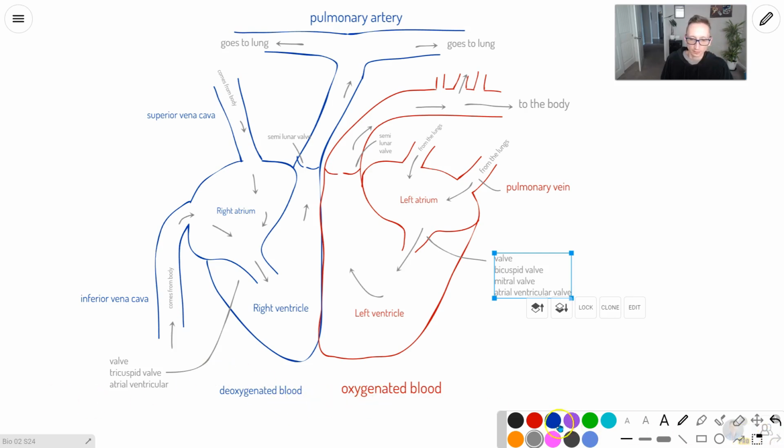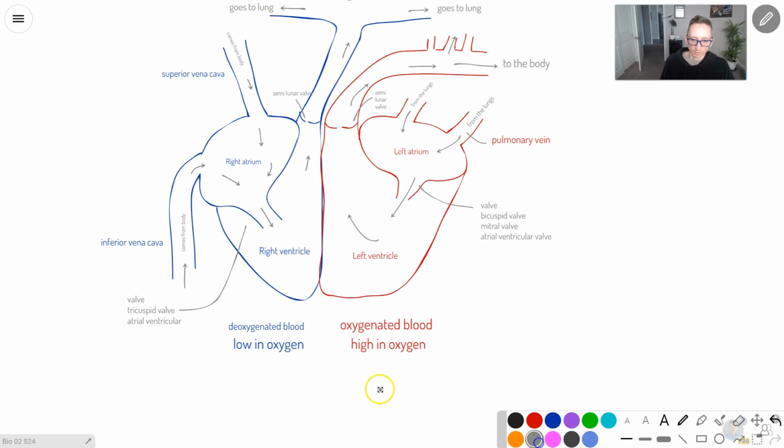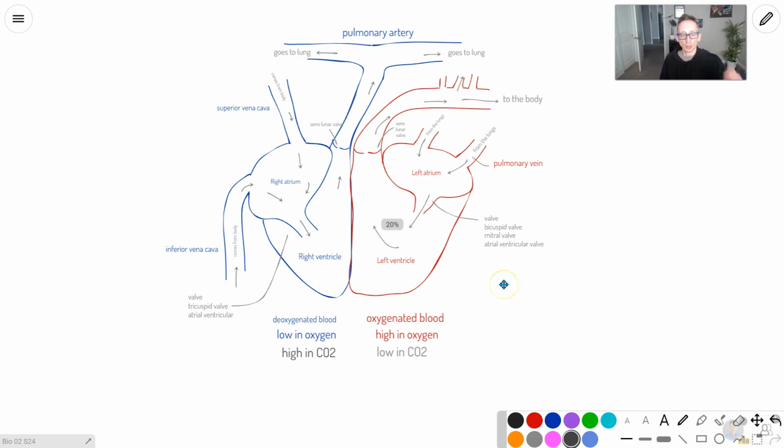Deoxygenated, oxygenated. What does that mean? It means high in oxygen, and it means low in oxygen. So this would be low in CO2, carbon dioxide, and this would be high in CO2. Pretty cool. You guys now know quite a bit about the heart when it comes to anatomy. That's pretty nifty.